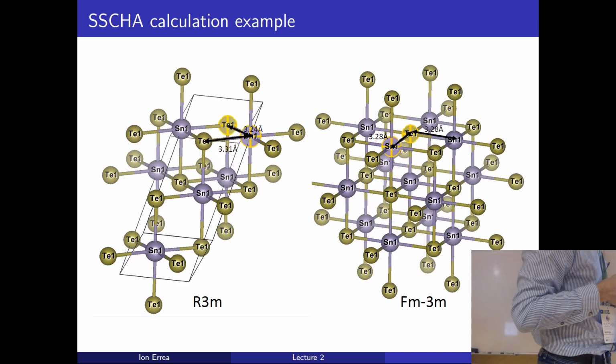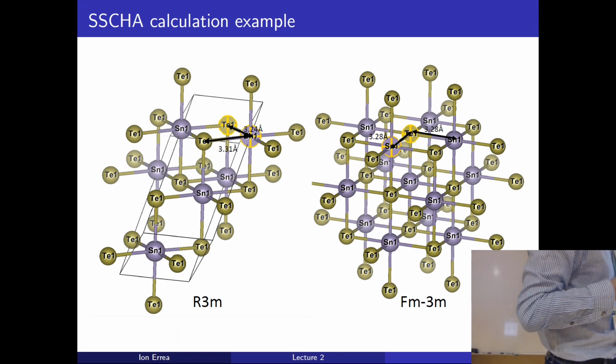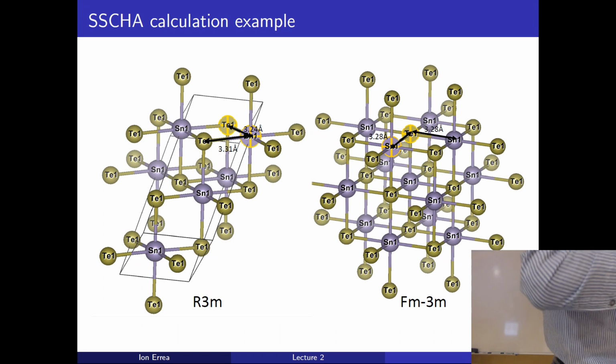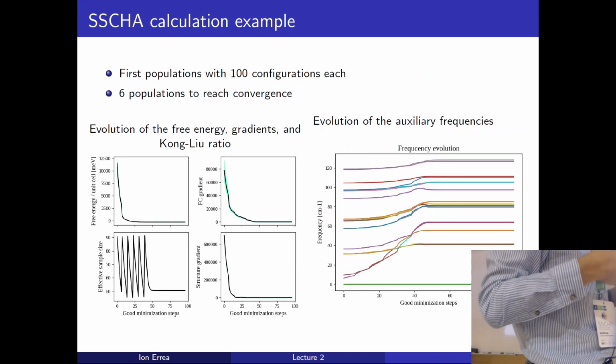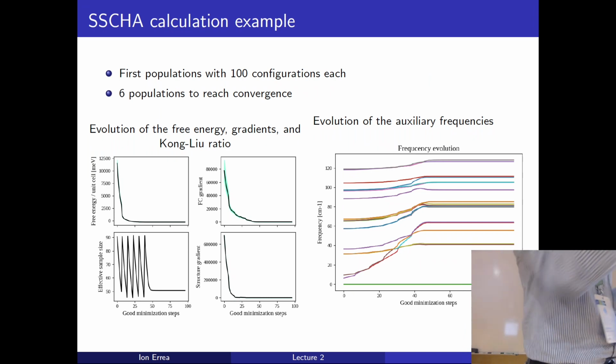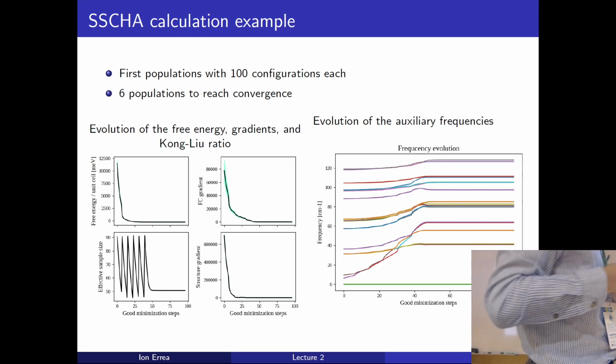Just an example here. This is a model calculation, not physical, but I started an SSCHA simulation for this structure of tin telluride, which is distorted. You can see that this bond here is 3.31 angstrom, and this one is 3.24. After the SSCHA relaxation, I obtain this high symmetry structure where the bonds are now 3.25 and 3.28. So the structure has changed and symmetrized in the SSCHA. This is what you will see in the output of the calculation. You will work through an example in the afternoon, with another system.